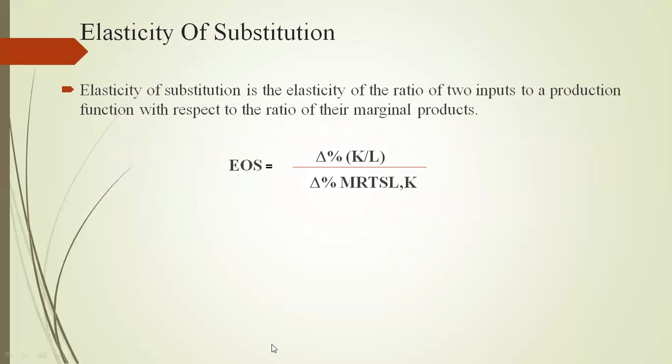Next is your elasticity of substitution. So it is the ratio of two inputs of production functions with respect to the ratio of marginal products. So for the ratio of two inputs, how much percentage change is coming? K here is capital, L is labor, divided by the marginal rate of technical substitution. Marginal rate of technical substitution we have just learned. And this is simply the change in the ratio of two factors of production.